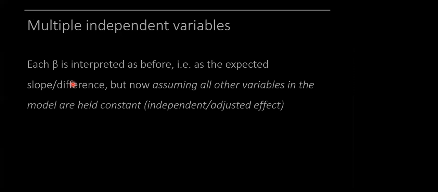Well, if you have multiple independent variables, then each of the betas, each of the coefficients, is interpreted as before, so as the expected slope or the difference, but while assuming that all the other variables in the model are held constant. So it's what you might call an independent or an adjusted effect. It's been adjusted for all the other associations in the model, and this should be the independent association.